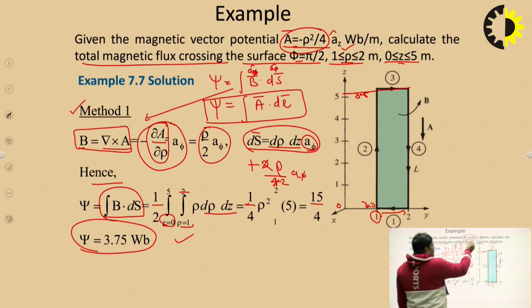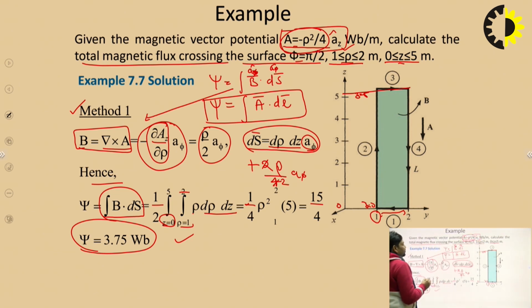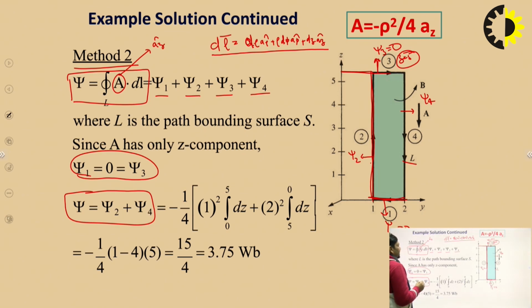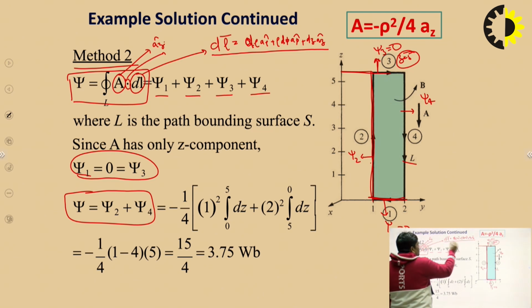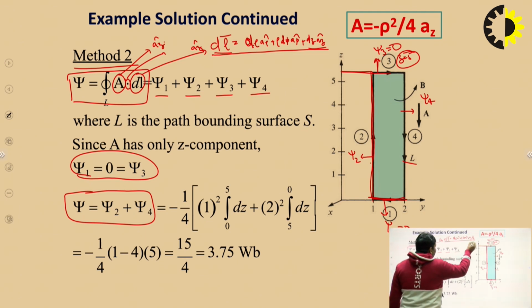Because A is given in the Az direction in the question, and dl in the cylindrical coordinate system is as above, when we take the dot product, Az dot Az should be 1. So we choose dl is equal to dz az.